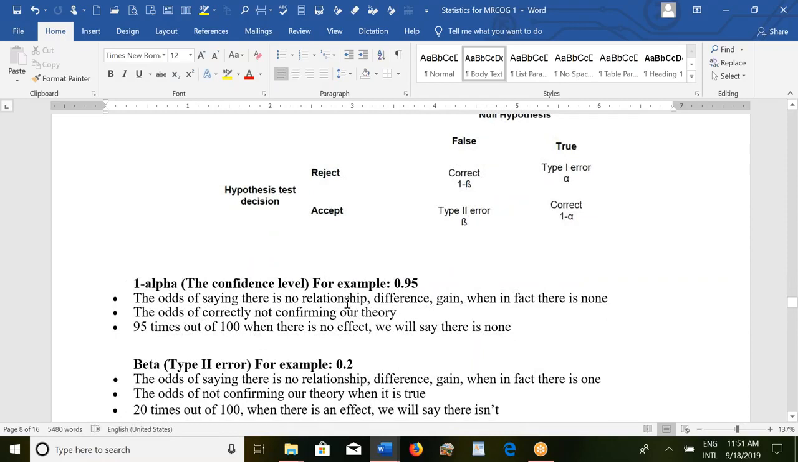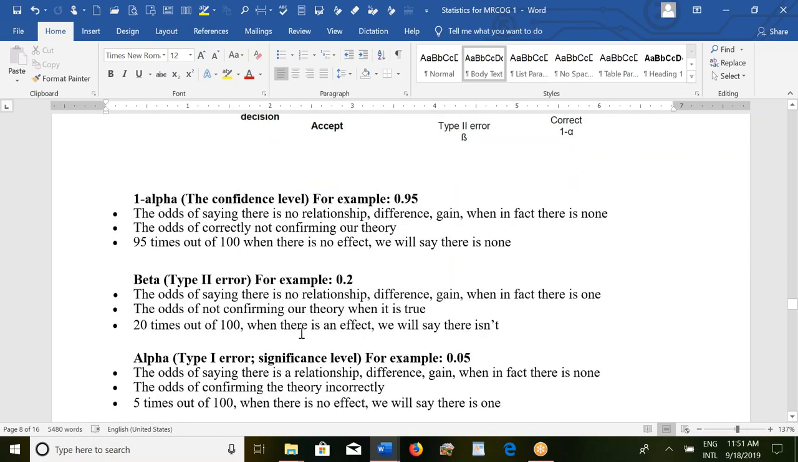So what is this 1 minus alpha? This is the confidence level, for example, 0.95. The odds of saying that there is no relationship or difference when in fact there is none. So the odds of correctly not confirming our theory. It means 95 times out of 100 when there is no effect, we will say that there is no effect. That will be 0.95.